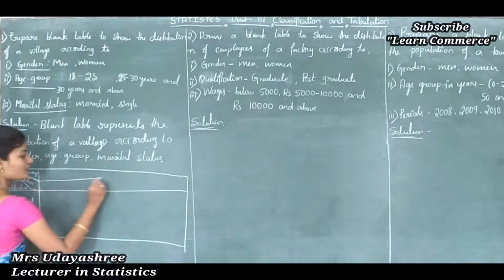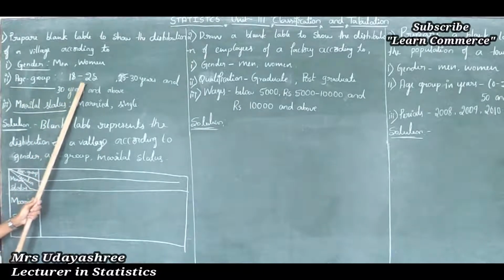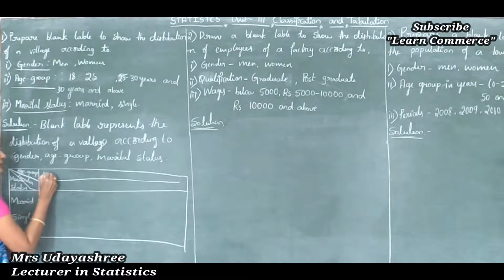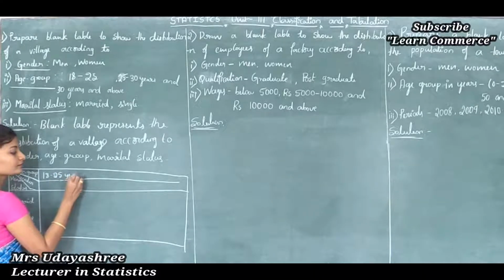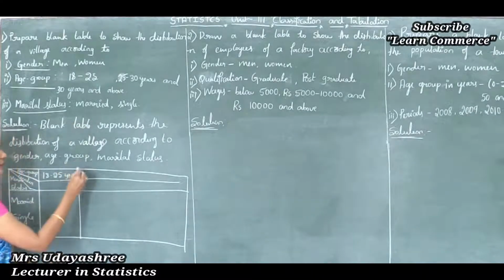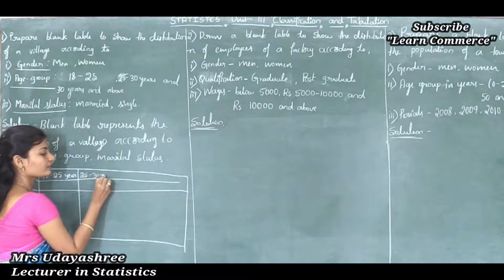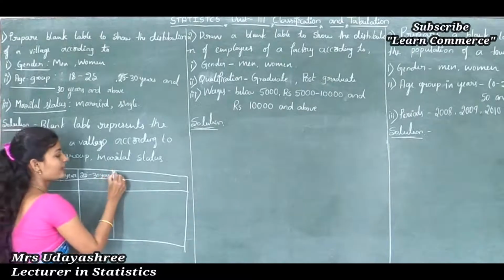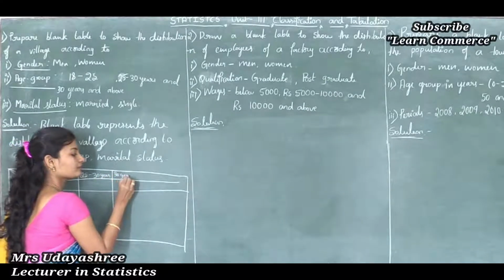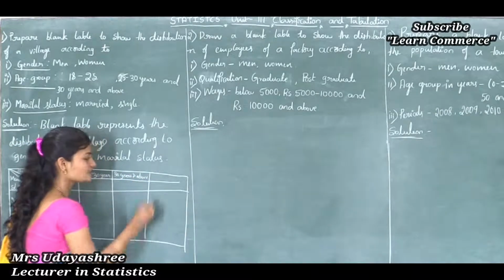In front of age group I will write the classified characteristics, that is 18 to 25 years, next 25 to 30 years, next 30 years and above. The last column is total.